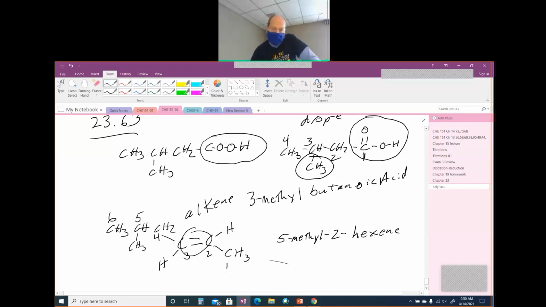5-methyl-2-hexene. Many people will stop at that answer and are going to lose some points because this is an alkene. And alkenes have cis-trans isomers that are possible. And so this one was written so that this hydrogen and this hydrogen are on opposite sides, which is a trans. And so you have to write trans-5-methyl-2-hexene.